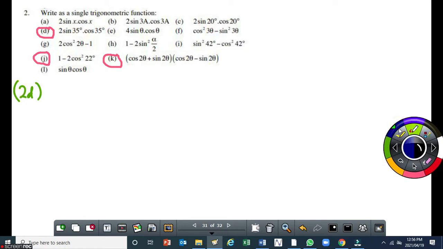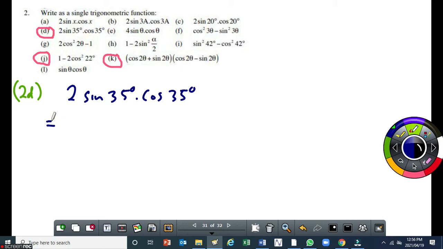Alright, the next question, number 2D. Number 2D says, write as a single trigonometric function. So we have 2 sine 35 degrees times cos 35 degrees. This is equal to. Now, if you look at our double angles there, there is a product of sine and cos, and there's a 2 as a coefficient there.